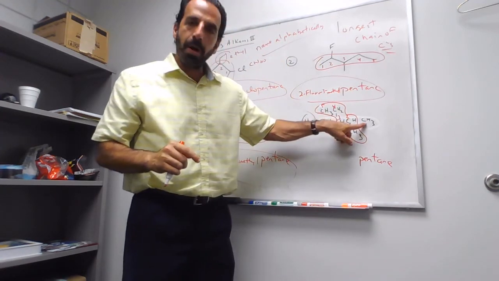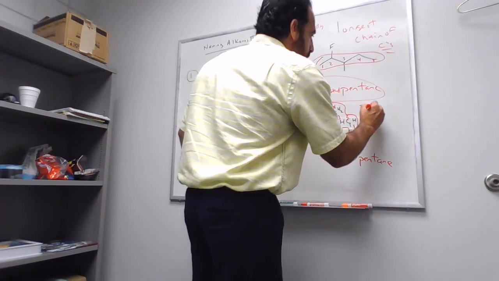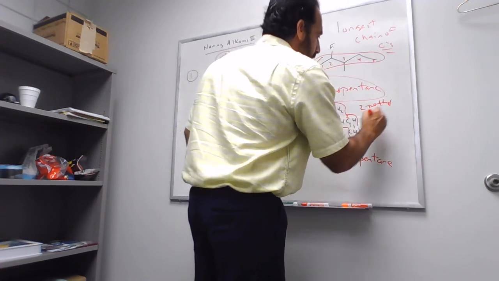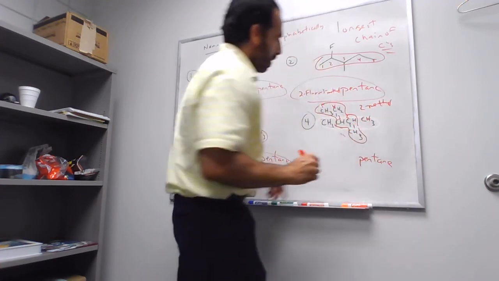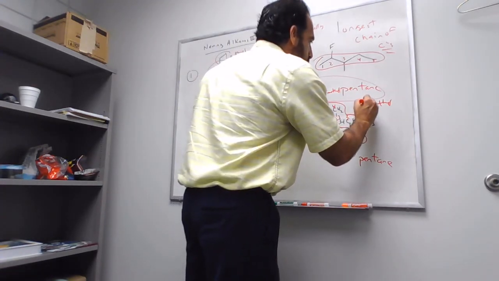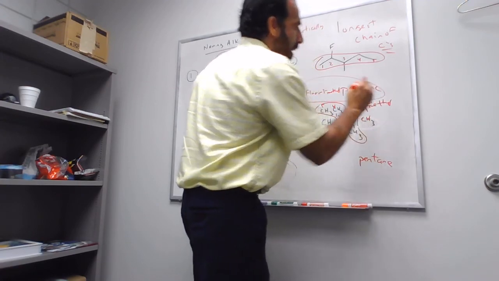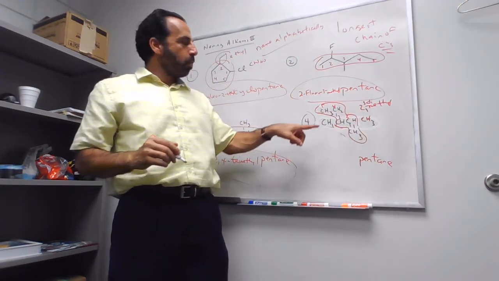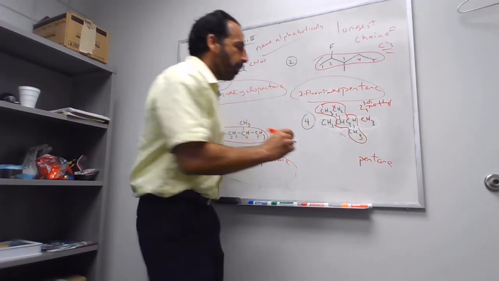So I have a methyl group on carbon number 2. So 2-methyl. This is a tough one. And then on carbon number 3, I have another methyl. So 2, 3, dimethyl. Carbon number 2, I have a methyl group. Carbon number 3, I have a methyl group. So 2, 3, dimethylpentane.